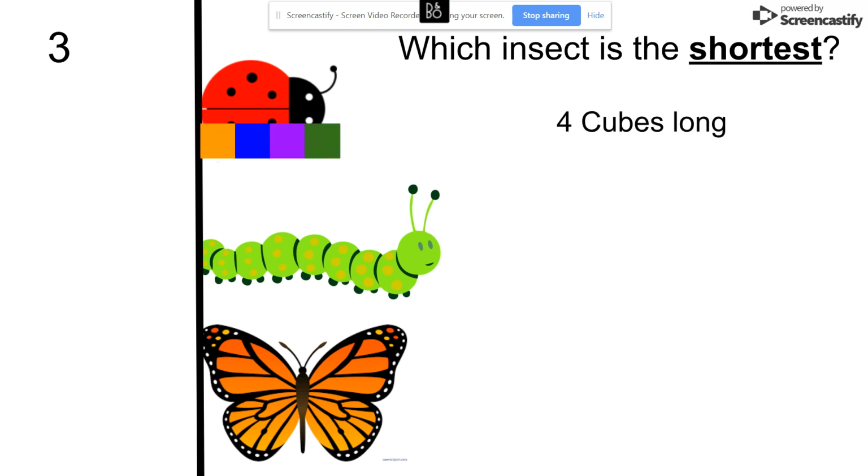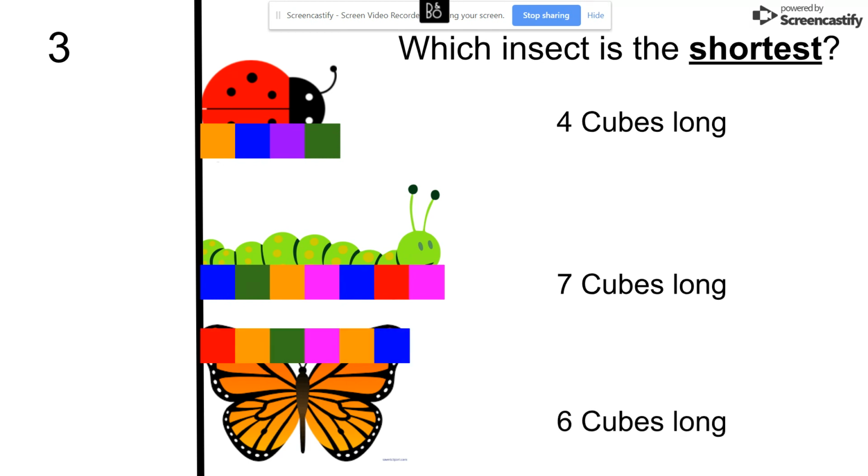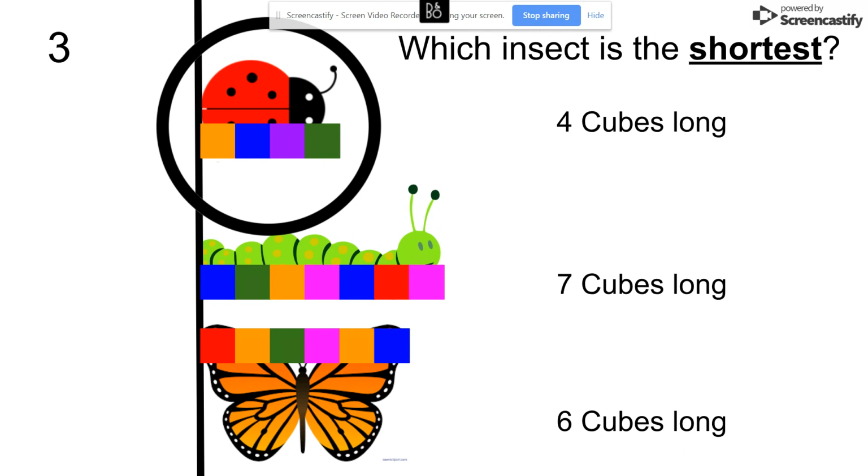The ladybug is 4 cubes long. The caterpillar is 7 cubes long. The butterfly is 6 cubes long. If you said the ladybug was the shortest, great job, you were correct. 4 is smaller than 7 and 6.